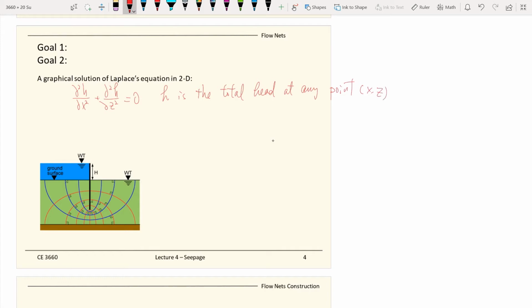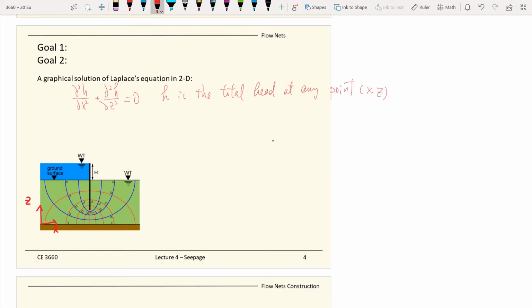X and Z. So for example, this site here, you again have a sheet pile, and then you have an upstream water table and a downstream water table, and you want to know how the water flows around this geostructure. What you would do is set up a coordinate system. So you could pick the origin. Maybe you can pick this one as the origin. Then you have your z and x coordinates.